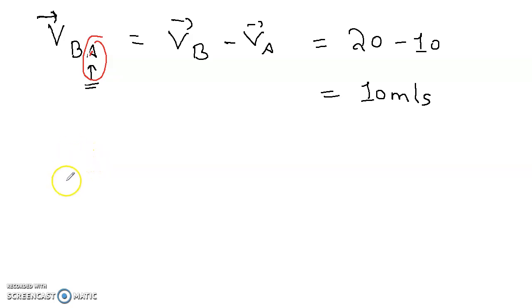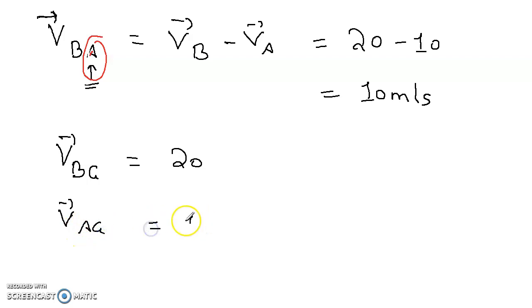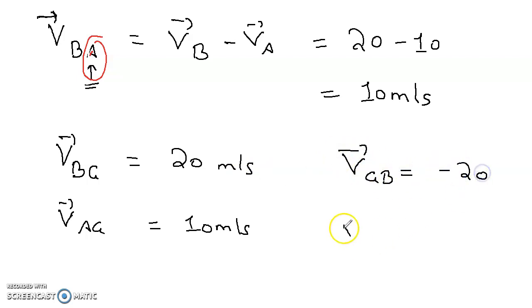And if I ask you what is the velocity of B with respect to the ground frame? It is 20. What is the velocity of A with respect to the ground frame? It is 10. If I ask you what is the velocity of the person at the ground with respect to B, it will be minus 20. Velocity of the person at the ground with respect to A, it is minus 10. You get what I'm trying to say?